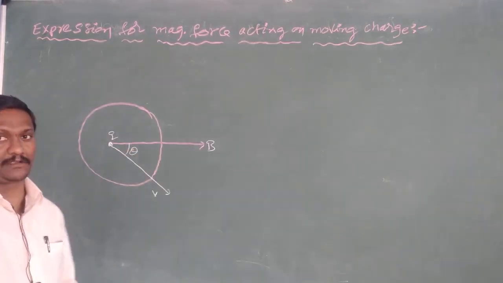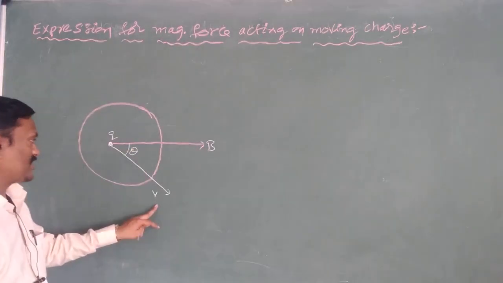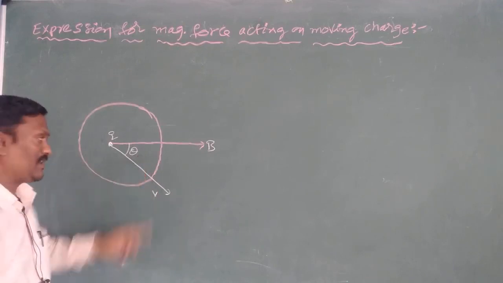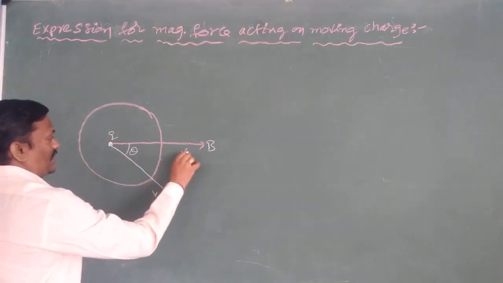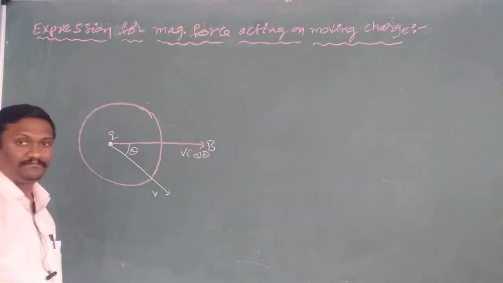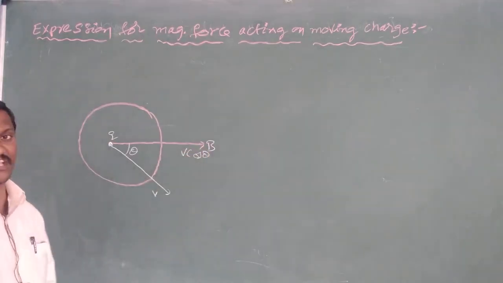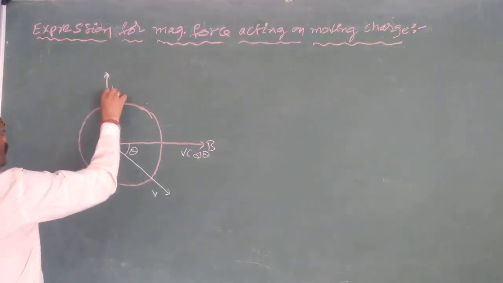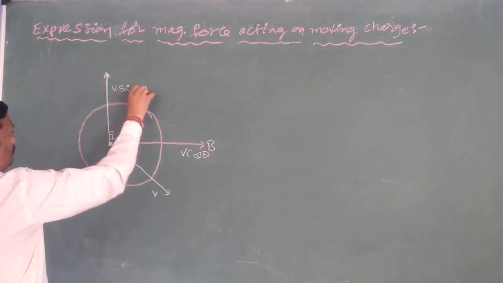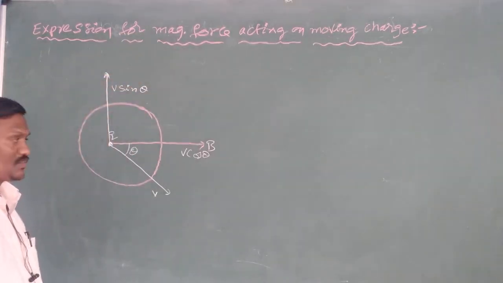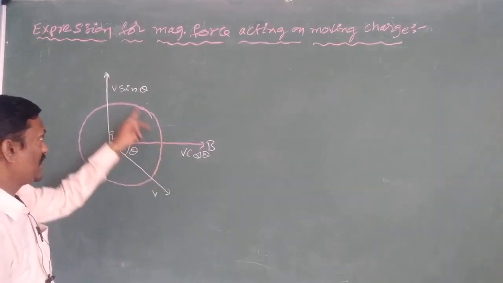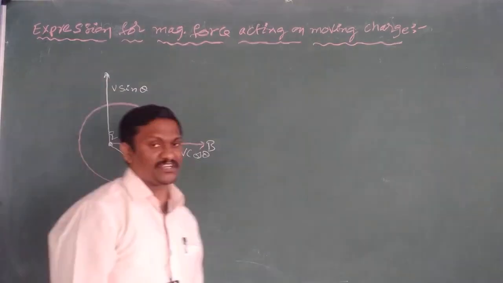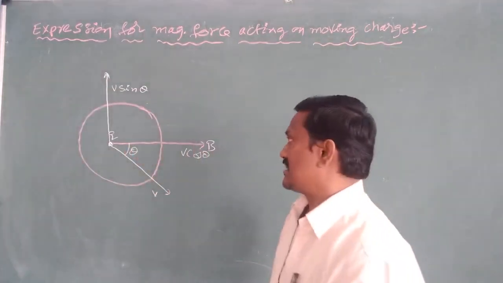According to resolution of vectors, if any vector makes an angle theta, its magnitude is resolved into two components. One component is v cos theta along the adjacent side, and the other component is v sin theta, which always acts perpendicular to v cos theta. So here v resolves into two components, v cos theta and v sin theta. By knowing all the parameters, we can find the expression for the force acting on a moving charge inside the magnetic field.